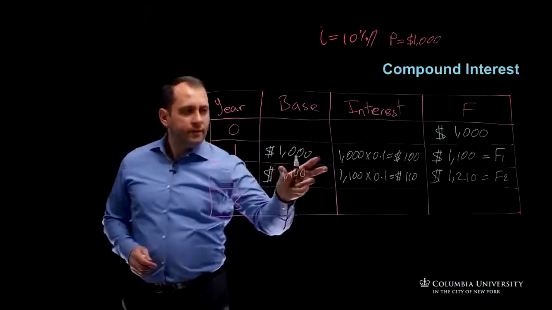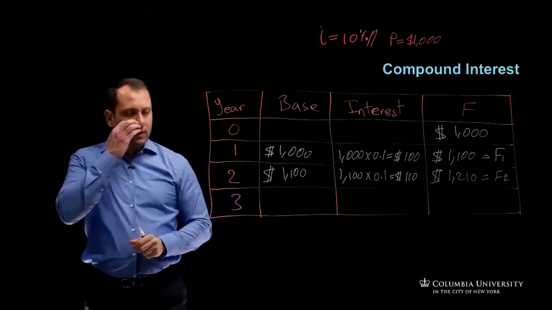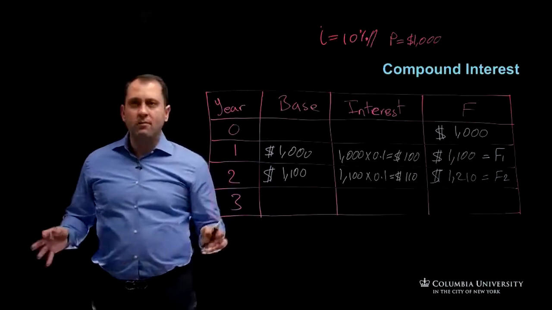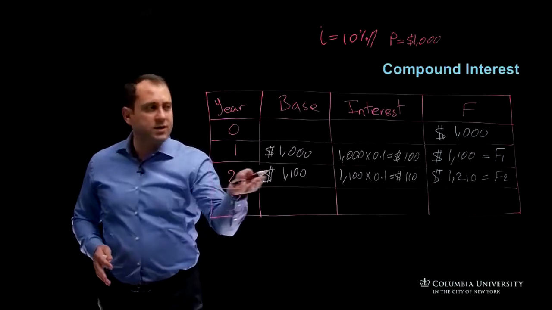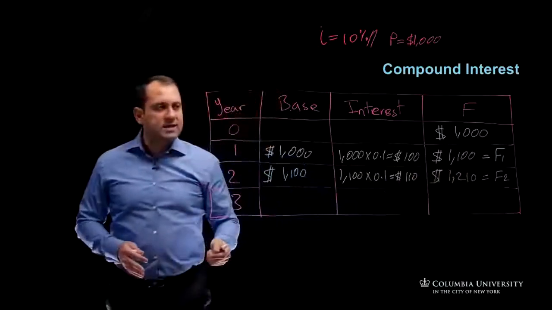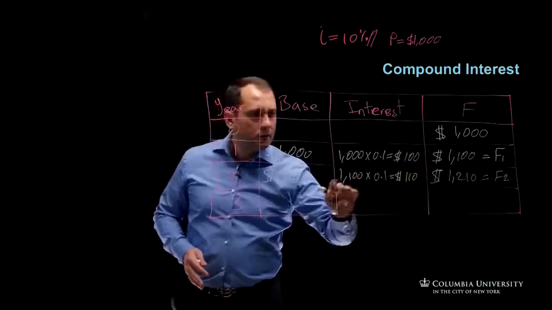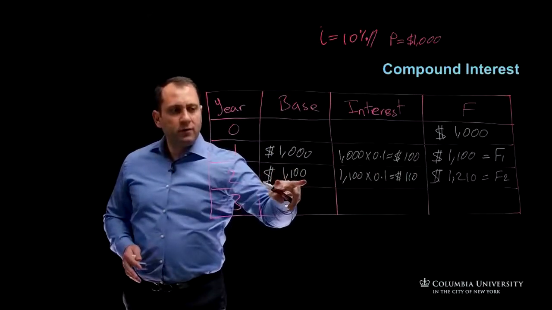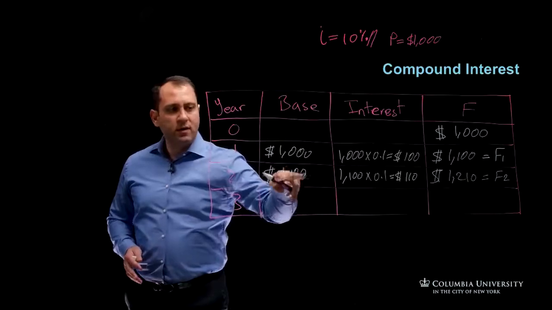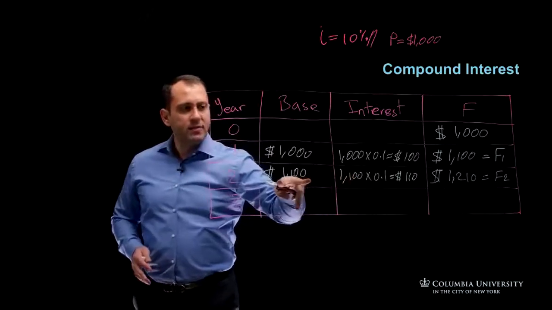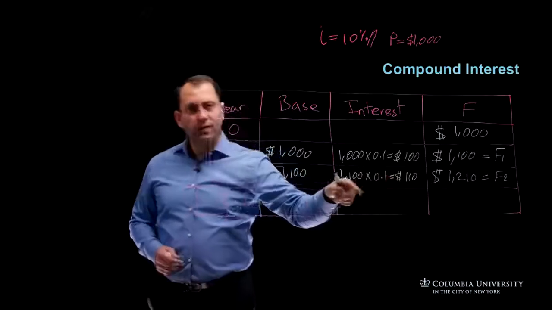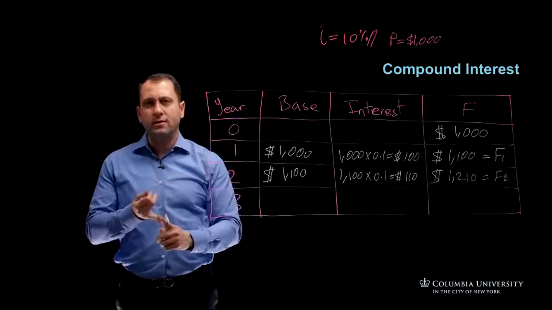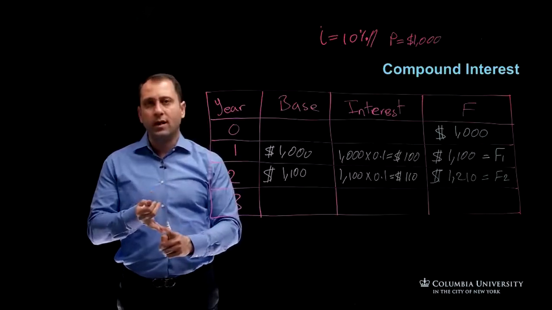From what we did in year number 2, the base for year number 3 would be the total amount owed in the previous year, which is F2. So as you can see, you are actually paying interest on interest. In year number 2, you included the $100 of interest from the previous year and multiplied by the 10%. So you put the 10% on the principal, the $1,000, and you put the 10% on the interest from year number 1, which is the $100.